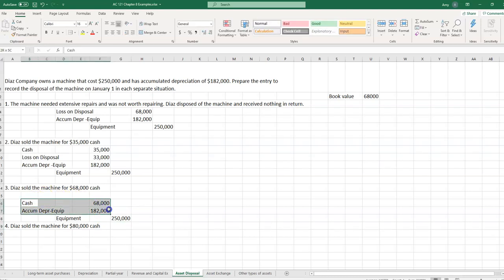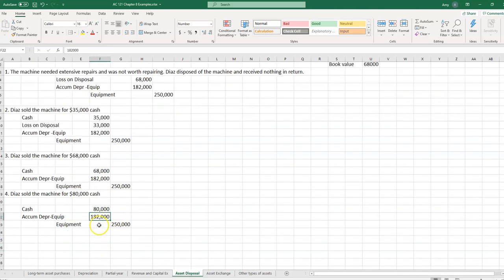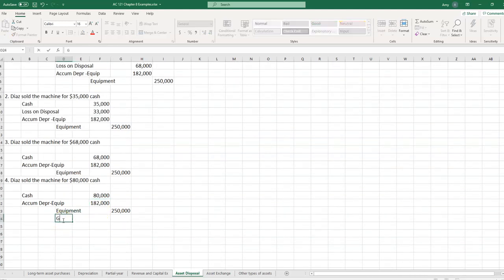Okay, and if we sold the machine for $80,000 cash, we now have $80,000 in cash. We've removed our equipment and its accumulated depreciation from the books, except in this circumstance, we have a gain on disposal. And we need to record a gain of $12,000.